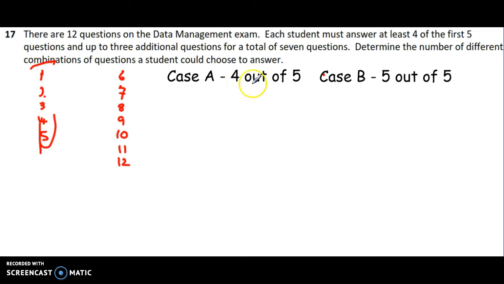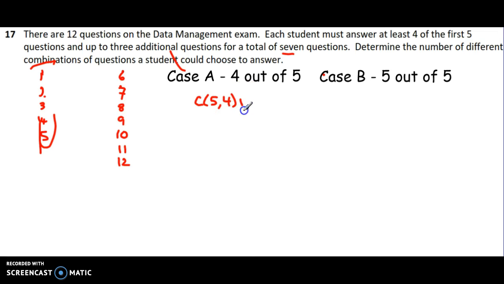So I've made 2 cases. I'm going to look at the case where a student will answer 4 of the first 5, and then I'm going to look at a case where they will answer all 5 of the first 5. So in case A, the student is choosing to answer 4 of the first 5. That means from the first 5 questions, they will choose 4 to answer. But remember, they need to answer a total of 7 questions. So that means they still got 3 more questions to answer, and those 3 must be selected from the remaining 7.